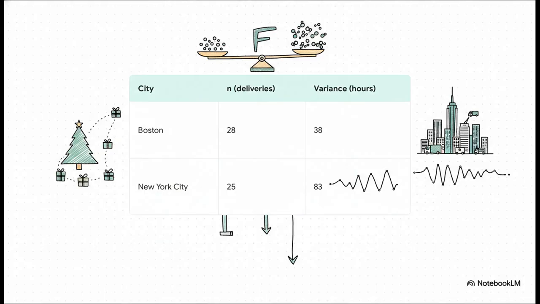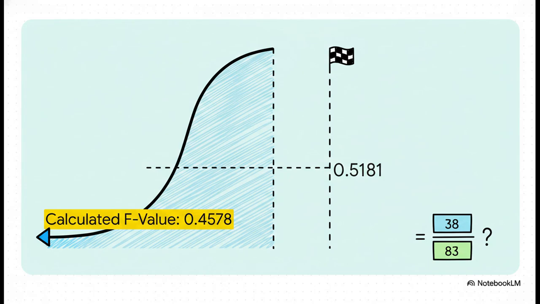So they track deliveries. Boston had a variance of 38 hours, but New York City, a whopping variance of 83 hours. I mean, the raw data here is screaming that Boston is more predictable, but let's see if the stats back it up. Now, for a left-tailed test, we flip our calculation a bit. We put the variance we think is smaller, Boston's, on top. So 38 divided by 83 gives us an F statistic of about 0.458.